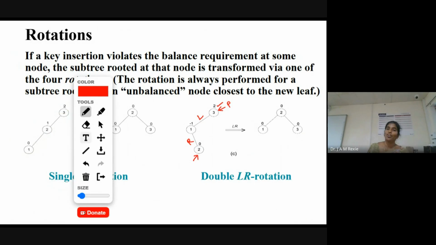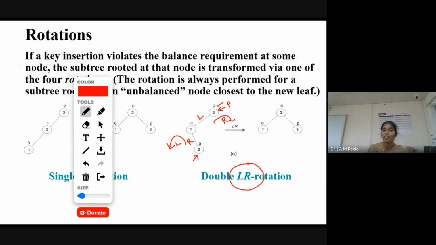Okay, left left or left right, or it can be right right or right left. So here it is made as left and then right. So here we have to go for two rotations. The first rotation will be with respect to 1, it will be rotated towards the left direction, and then it will be rotated towards the right direction. Hence it is referred to as LR rotation, first left and then right, if the insertion is made in left right.